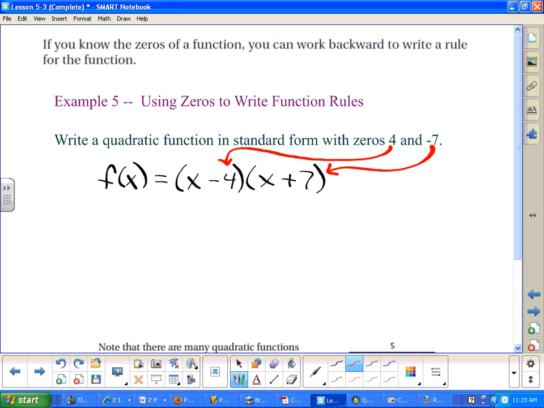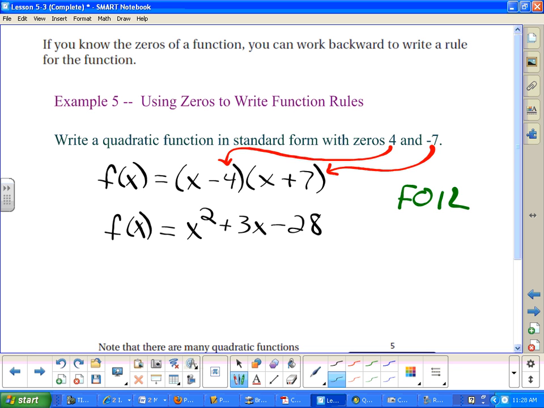And so then all I need to do is the multiplication, or FOIL. And make sure you write f of x. What's 7 minus 4? 3. So I have x squared plus 3x. What's 7 times negative 4? Minus 28. So you can actually multiply the same way you factor. What are the factors of negative 28 that add to 3? 7 and negative 4. Negative 4 times 7 is negative 28.